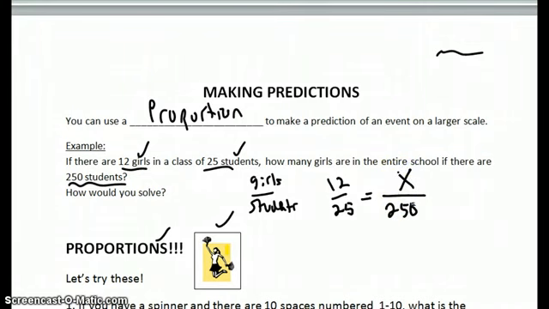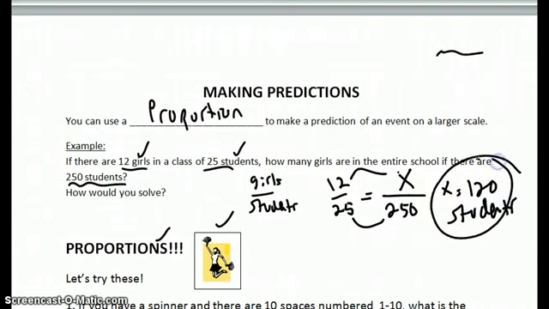So this one, you could cross multiply and divide like we did last unit. Or this one, you could also just use common sense, like to get from 25 to 250, you just multiply by 10. So then what would 12 times 10 be if you just add a 0? You get 120. Yeah, so if there's 12 out of 25 girls in a class, then if you look at the whole school of 250 students, you'd expect that about 120 of them are probably girls.